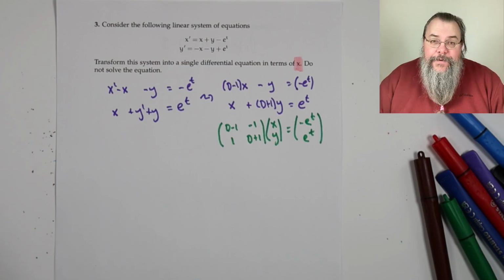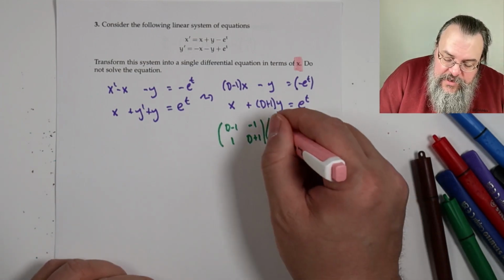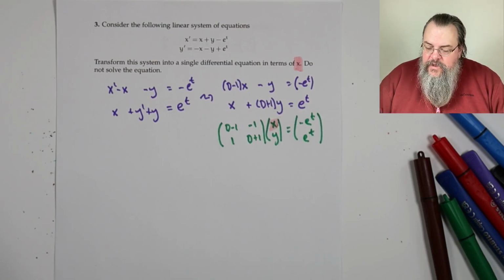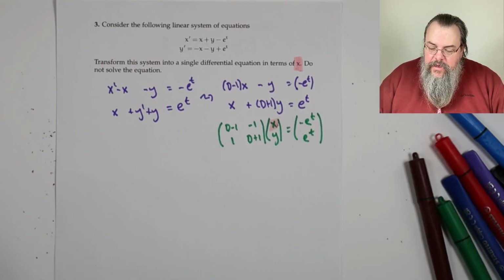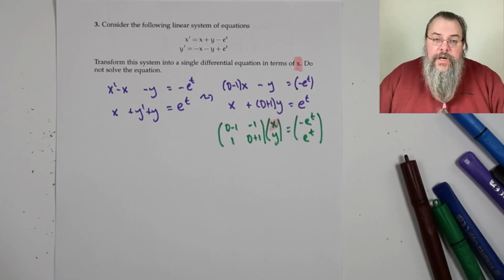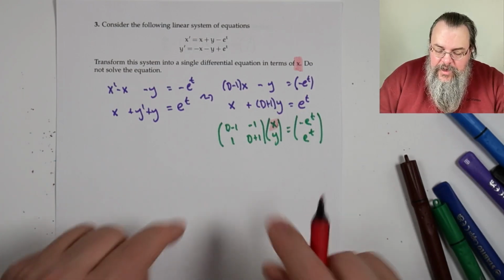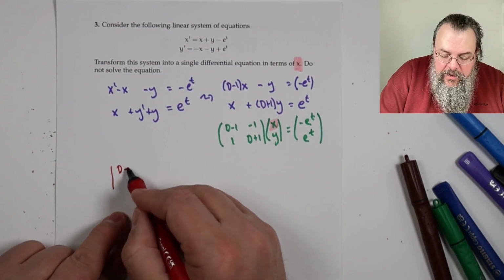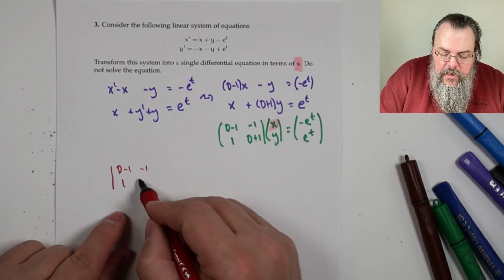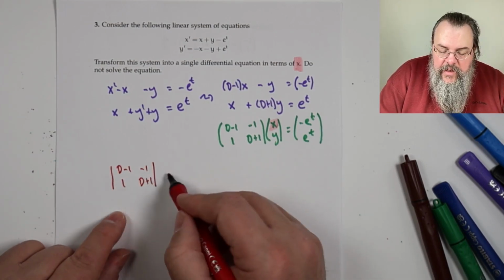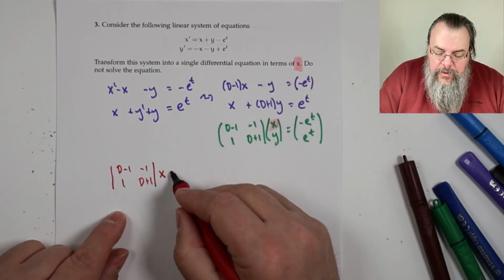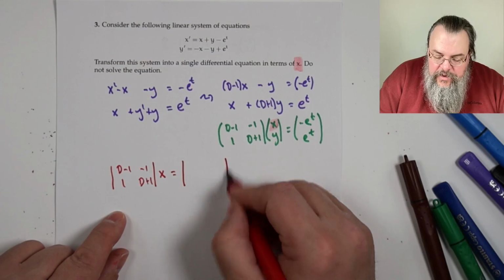Remember, what are we after? We want to get just x. So we're trying to solve for the x part. We're trying to get rid of the y. So to get there, we say, okay, what do we do? Well, we're going to take some determinants. So we're going to take the determinant of this matrix. So we have our d minus 1, 1, d plus 1 times x, because we're trying to solve for x, is equal to another determinant.